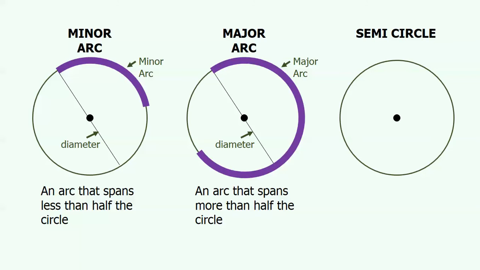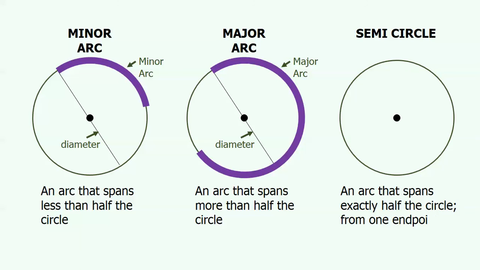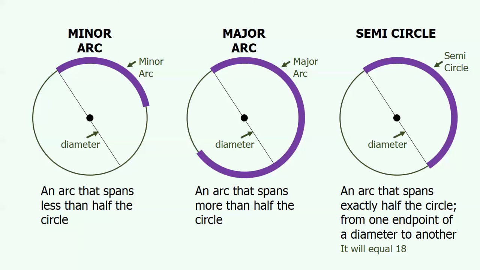And lastly, we have a semicircle. This is an arc that spans exactly half the circle. That is, from one endpoint of a diameter to another. So if we have the diameter, a semicircle will go from one endpoint to the other. A semicircle will equal 180 degrees.